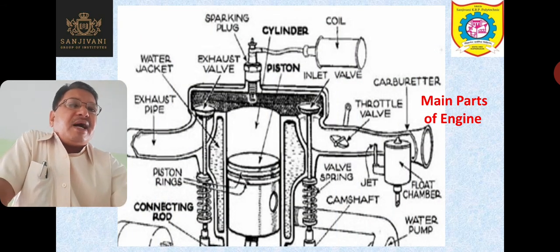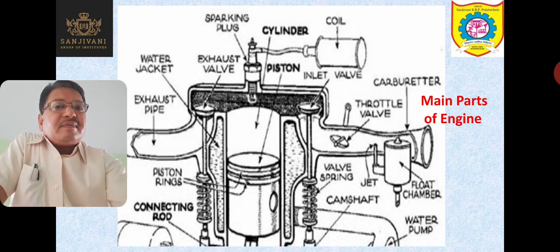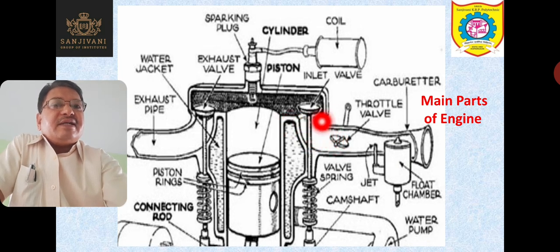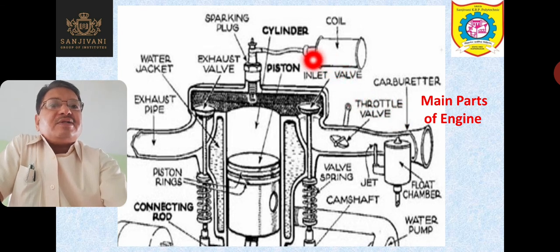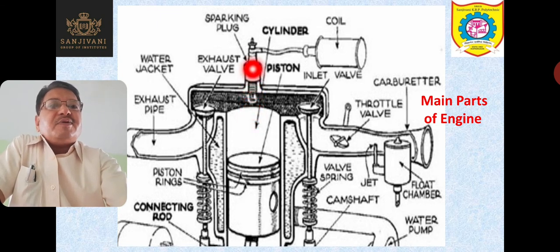Now here you can see the parts more clearly. Once again I can show you, this is the water pump, then the float chamber, carburetor, throttle valve. The air fuel mixture is entering inside the engine cylinder through the carburetor, then current is passed through the coil to the spark plug, so spark is produced. This is the piston, and this is the cylinder, this is the exhaust valve, this is the inlet valve, again this is the water jacket, this is the exhaust pipe.